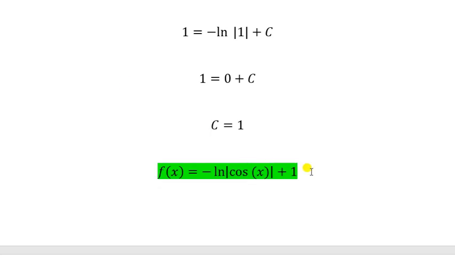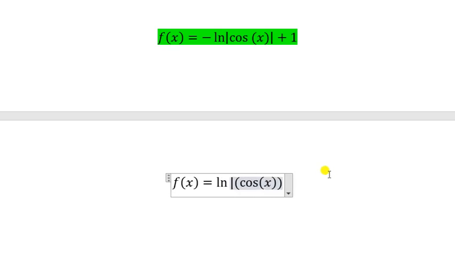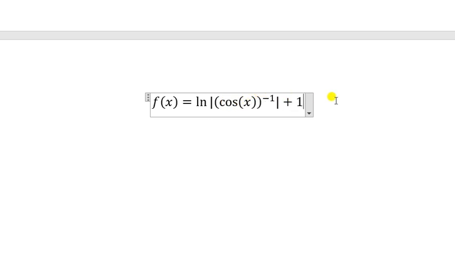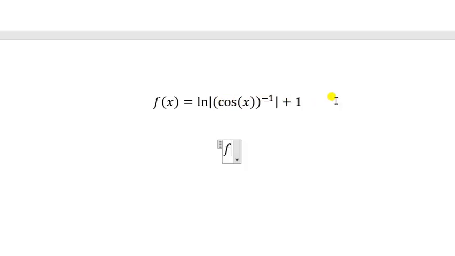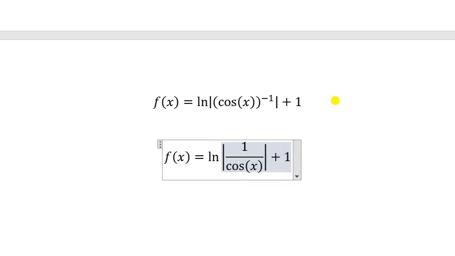Another way in which we can write our answer is if we use the logarithm properties, the log rules. So we have that f of x equals the natural logarithm of cosine of x raised to the power of minus 1, plus 1. Cosine to the power of minus 1 is the same as saying f of x equals the natural logarithm of 1 divided by cosine of x, plus 1.